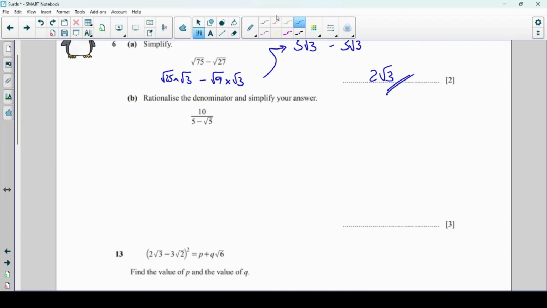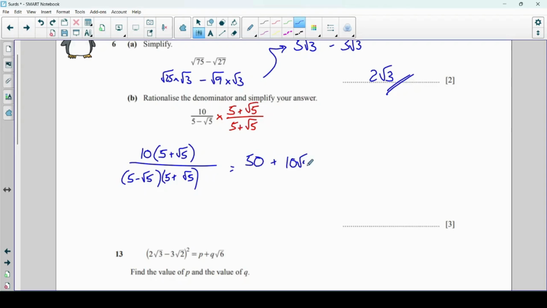For part B, we're rationalising the denominator again, so as always, multiply by the conjugate, 5 plus root 5 on the top and on the bottom. So on the top we get 10 brackets 5 plus root 5, and on the bottom 5 minus root 5 times 5 plus root 5. So let's expand the brackets on the top. 10 times 5 is 50, plus 10 times root 5 we write as 10 root 5. On the bottom, first, outsides, insides, last, so 5 times 5 is 25. Outsides, we get 5 root 5. Insides, minus 5 root 5. And then the lasts, minus root 5 times positive root 5 is minus root 25.